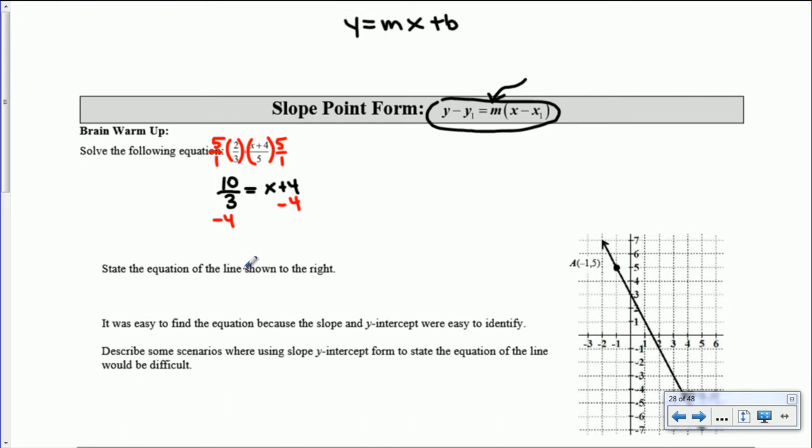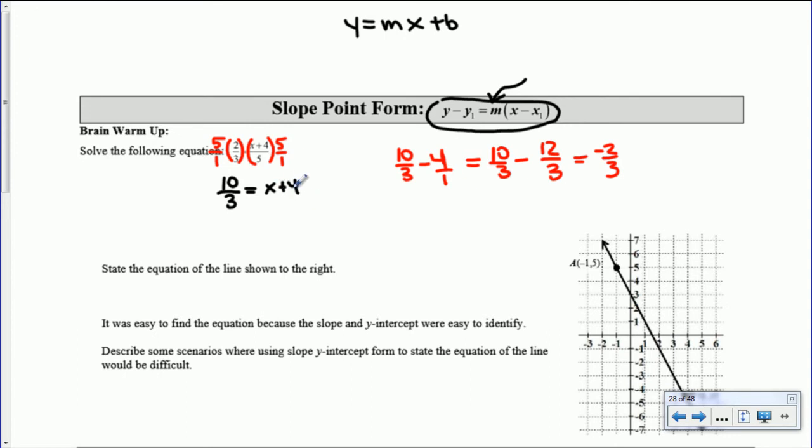Obviously I could do that. There might be an easier way though. You might have done it yourself. Obviously I can do 10 over 3 minus 4, but then I have to do fractions. Anyways, I'll show you how to do that. 10 over 3, and if I want to get 4 into a fraction over 3, I need to multiply top and bottom by 3, so that'd be 12 over 3. 10 minus 12 is -2, so -2/3.